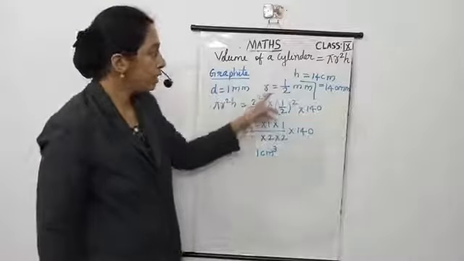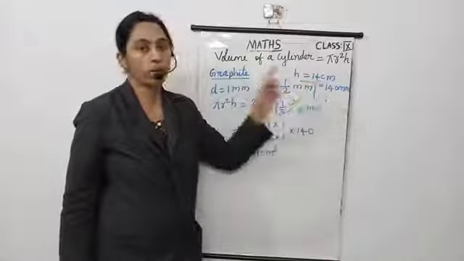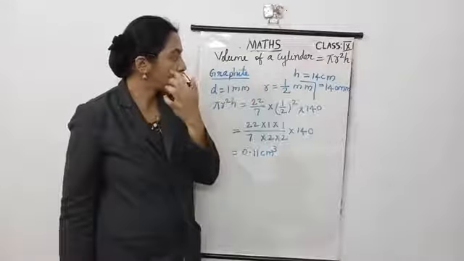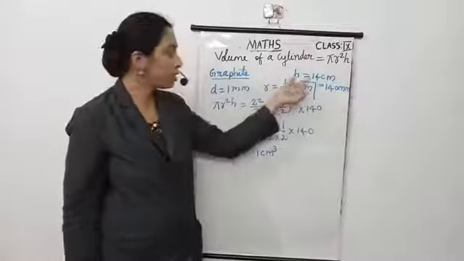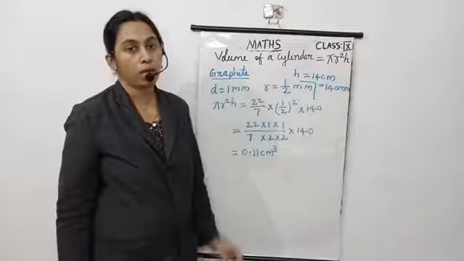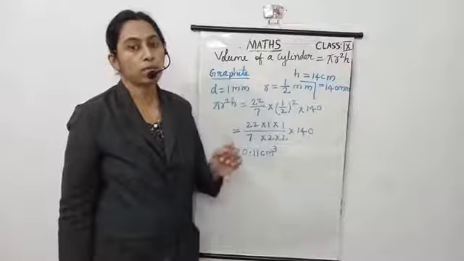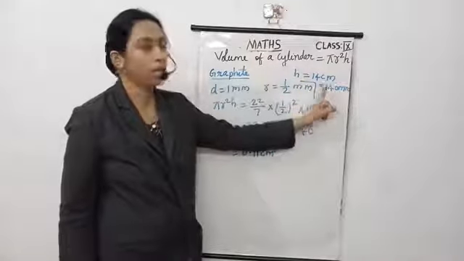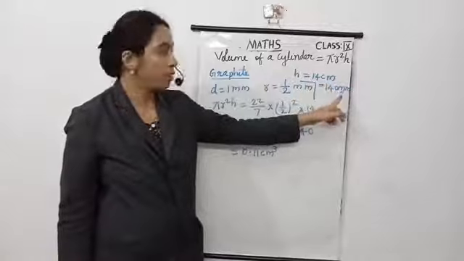And total height is given, h equal to 14 centimeter. Here the diameter is given in millimeter, so we need to convert this to millimeter. Then 1 centimeter equals 10 millimeter. So multiply 14 into 10, we get 140 millimeter.